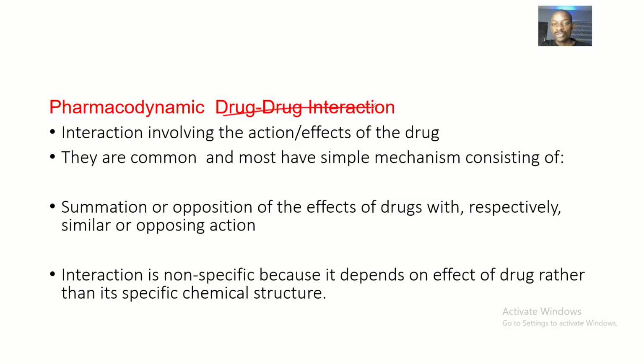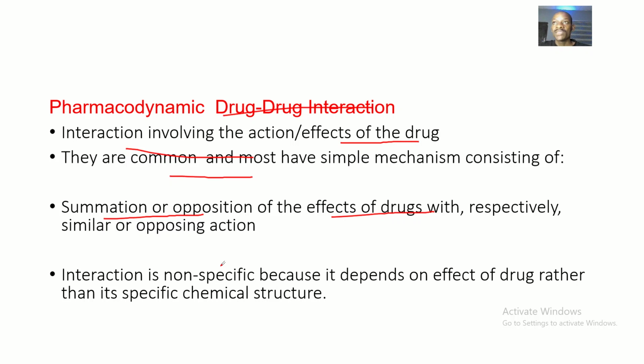The pharmacodynamic drug-drug interaction. We say that it is an interaction involving the actions or effects of the drug. They are common and most have simple mechanisms consisting of what? It's either summation, promoting, or opposition, inhibitory. Do you understand? It can either summate or it can actually oppose. Okay, so summation or opposition of the effects of the drugs with, respectively, similar or opposing action. Do you understand?